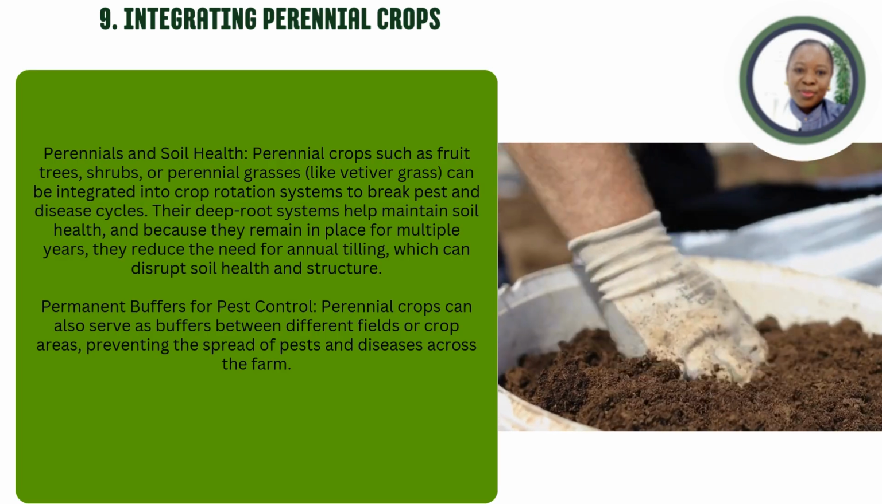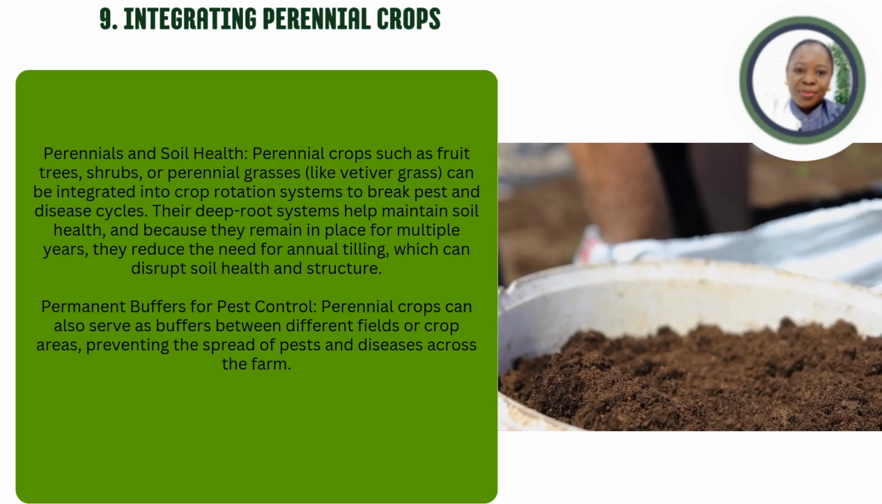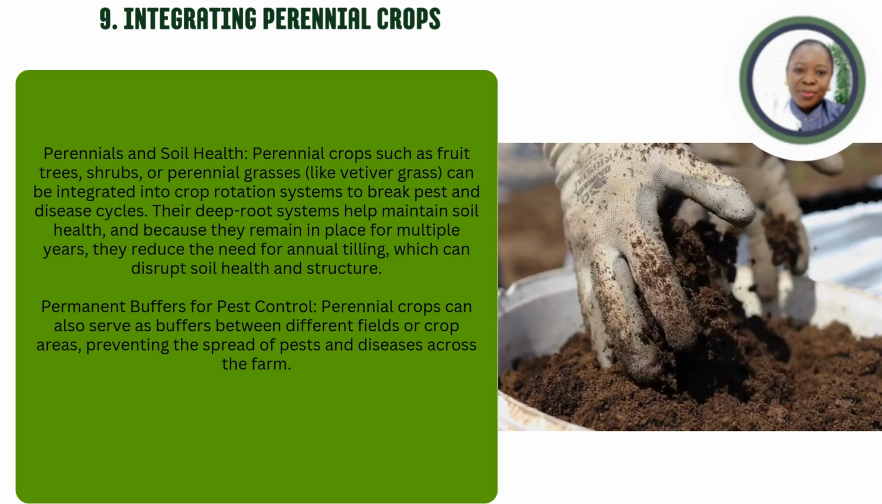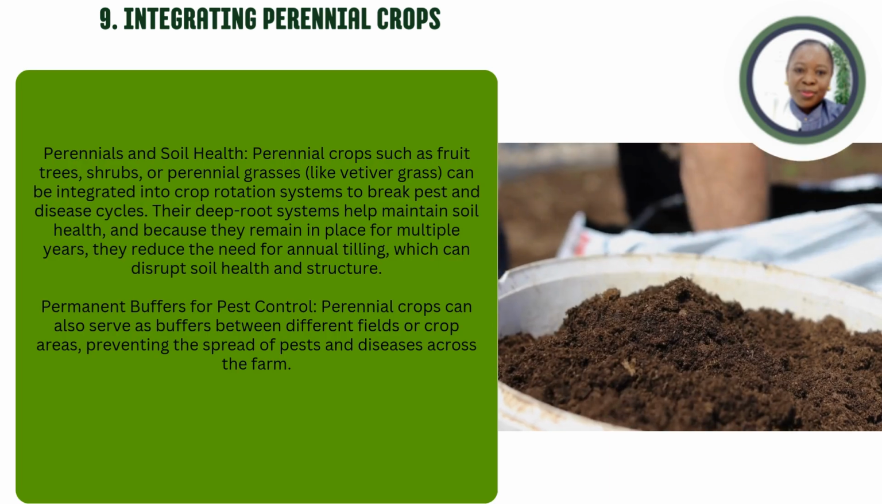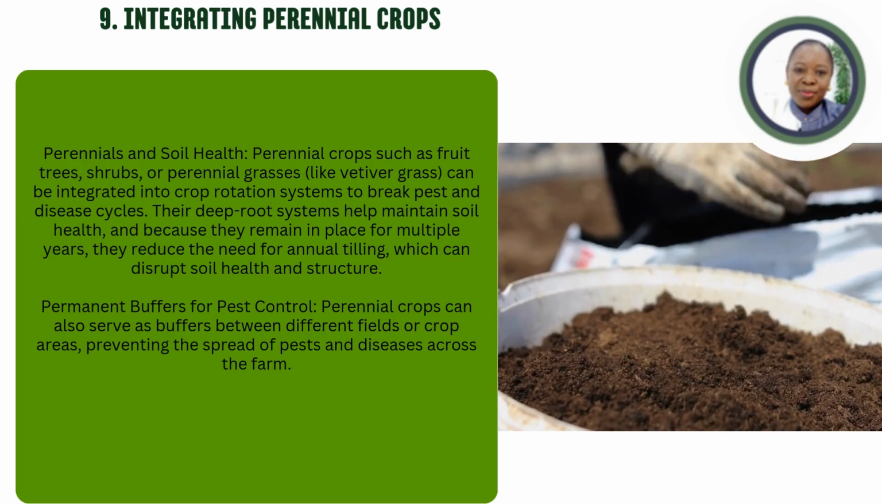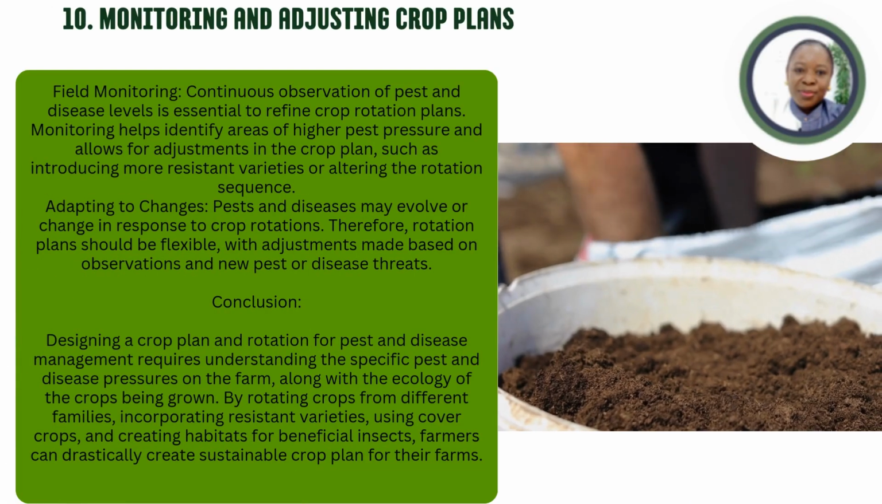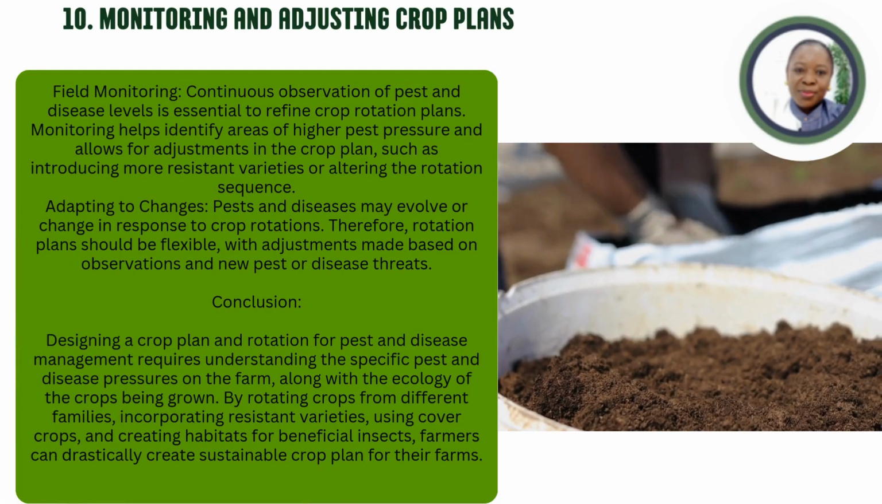Permanent buffers for pest control. Perennial crops can also serve as buffers between different fields or crop areas, preventing the spread of pests and diseases across the farm. 10. Monitoring and adjusting crop plans.